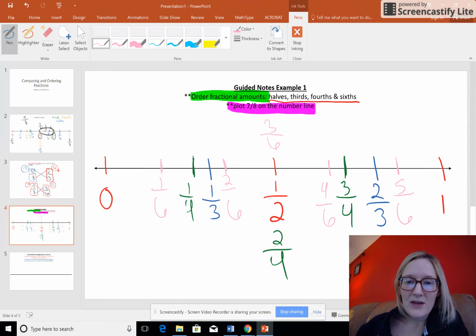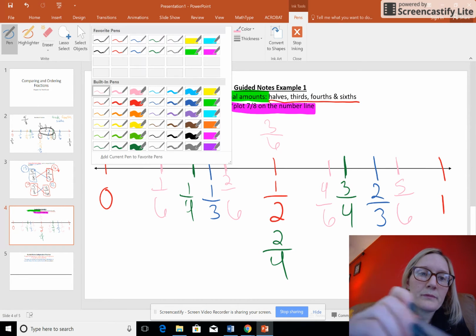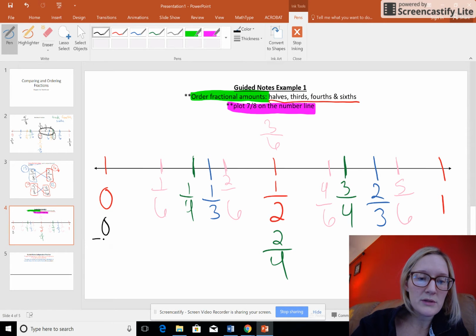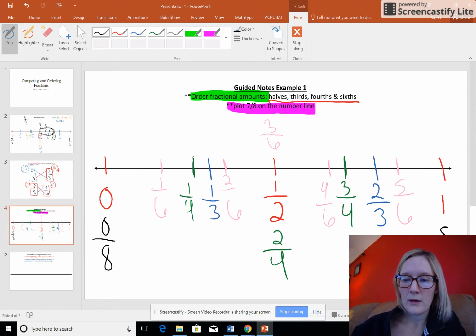Now I need to plot 7/8 on the number line. When I plot 7/8 on the number line, it's helpful to look at your number line and see whether you have eighths labeled on there already. If you don't, go ahead and label what you know. 0/8, 8/8, and 4/8 is going to be right about the middle. Half of 8 is 4, so that's how I know that my benchmark for eighths is going to be 4/8.